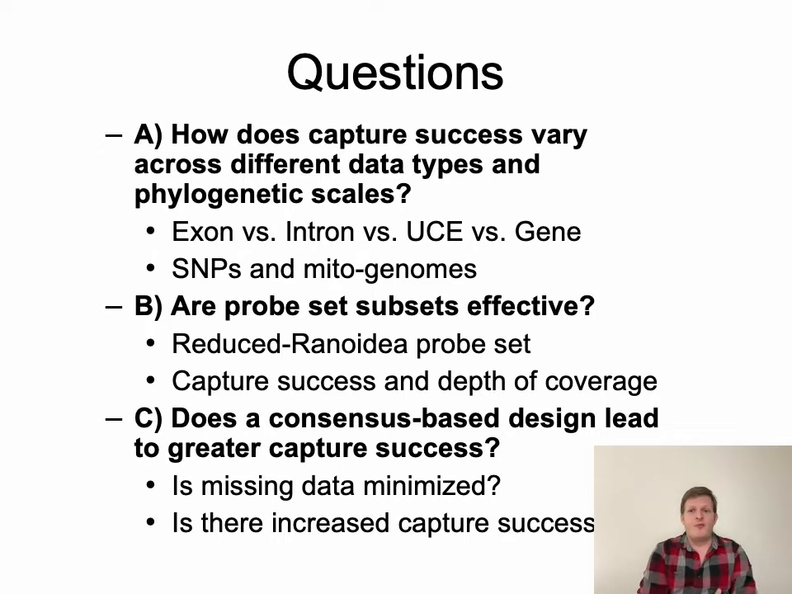And to incorporate these main ideas and test their effect, I aim to address these main questions here. First, how does capture success vary across different data types and phylogenetic scales? Here I will compare different data types at different scales, shown here, such as exons, introns, SNPs, and mitogenomes. Second, are the probe subsets effective? And here I will design a reduced version of one of the larger probe sets and assess capture success and depth of coverage to see if reducing and focusing your probe set on a specific clade of interest can increase capture success and depth of coverage.